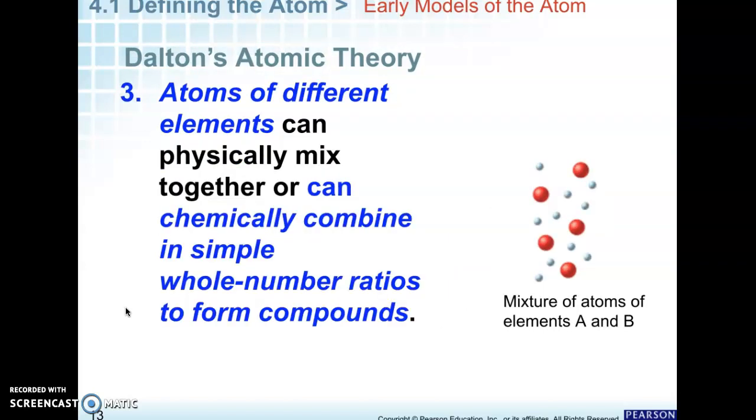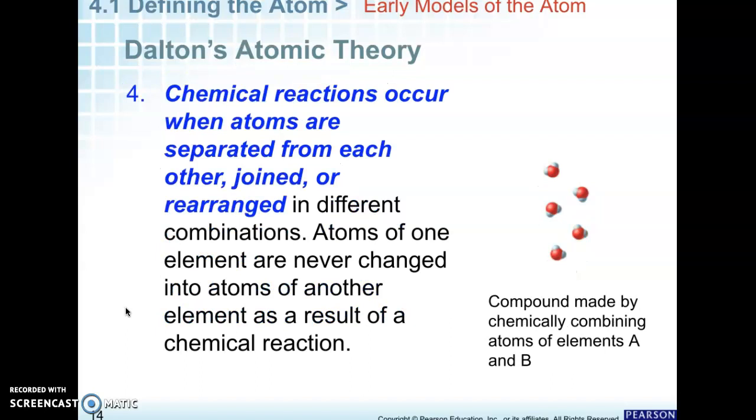Part 3 is that atoms of different elements can chemically combine in simple whole number ratios to form compounds. And part 4 is that chemical reactions occur when atoms are separated from each other, joined, or rearranged.